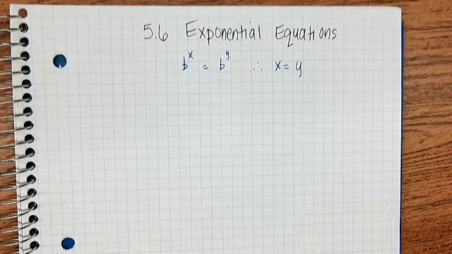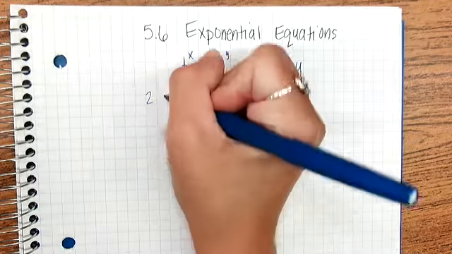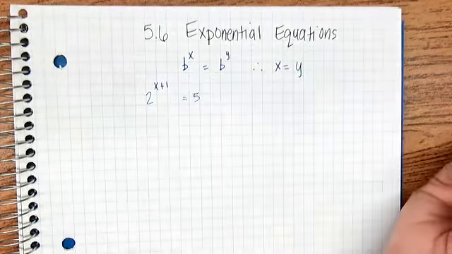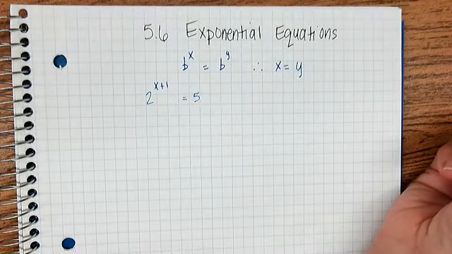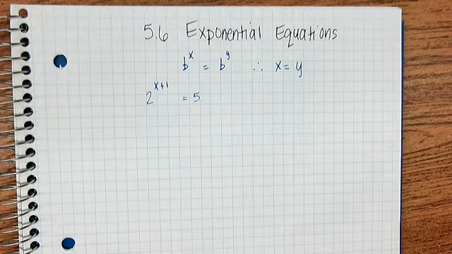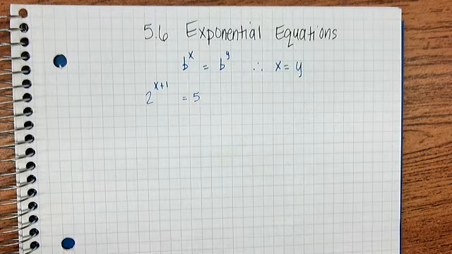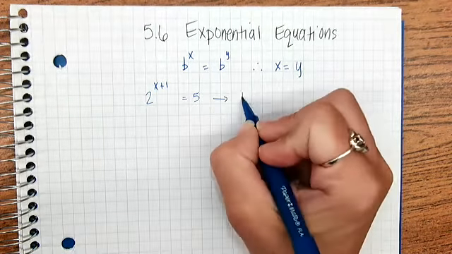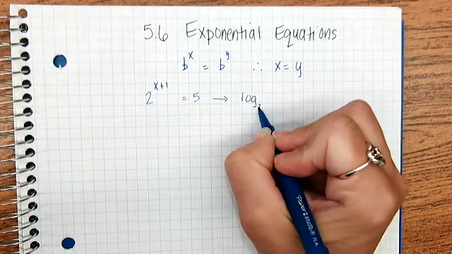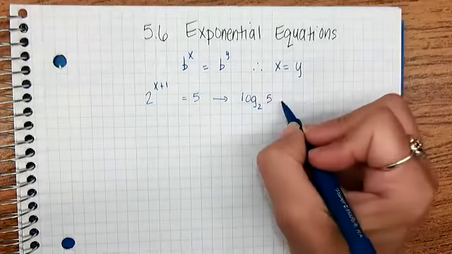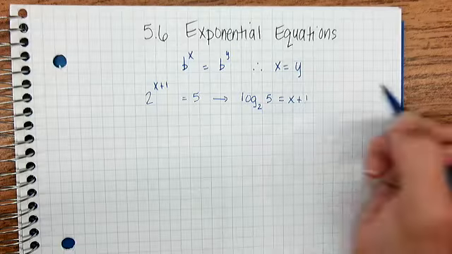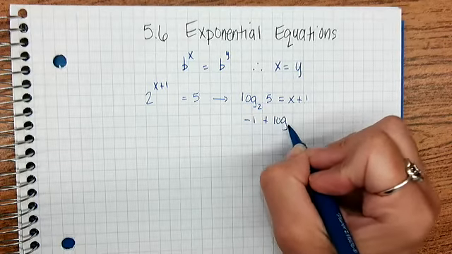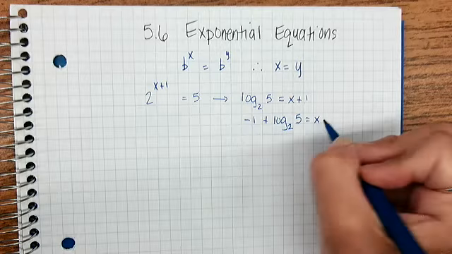get the bases to be equal? So for example, you have something like 2 to the x plus 1 equals 5. I want to solve for x. Okay, well, I can't make 5 have a base of 2, so I would change this to log form. So in log form, this is the log base 2 of 5 equals x plus 1. And so this is -1 plus the log base 2 of 5 equals x.